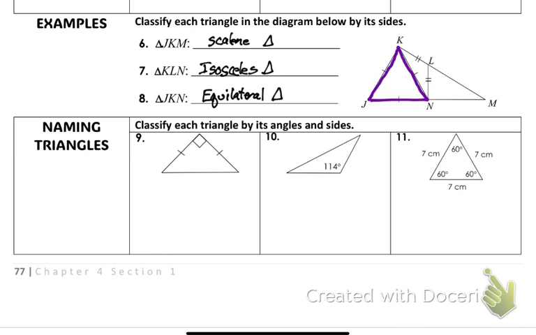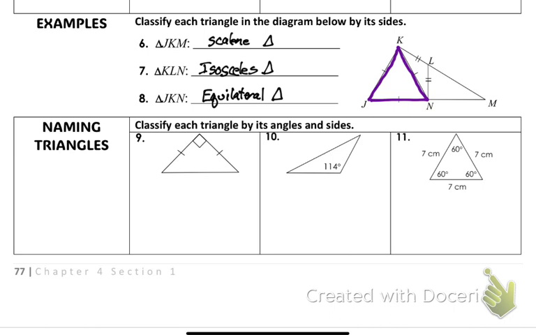Now, here's the thing about triangles. I said we can name it by its angles, we can name it by its sides, but traditionally we put both of those names together into one long name. So we know exactly what we're looking for. I want to know angles, and I need to know sides when I'm drawing or looking for a particular triangle. So what's going to show up on quizzes and tests, like 9, 10, 11, is they say classify each triangle by its angles and its sides. So we have to do both.